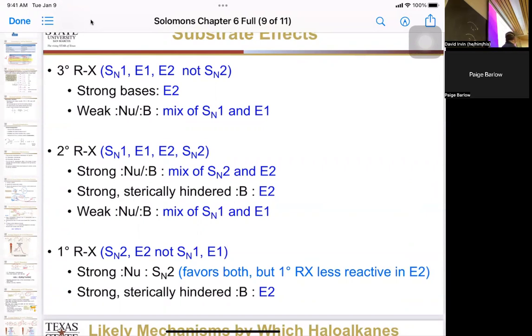For primary substrates, we're only going to see SN2 and E2. Okay, we're never going to form a carbocation, and it's whether or not you have a nucleophile or a base. And you have to have a hindered base, because if you don't have a hindered base like T-butoxide, it'll act as a nucleophile. So if it can act as a nucleophile, it will. If it can't act as a nucleophile, it's going to act as a base and give us our elimination product. Does that kind of make some sense, with size and energy and everything?